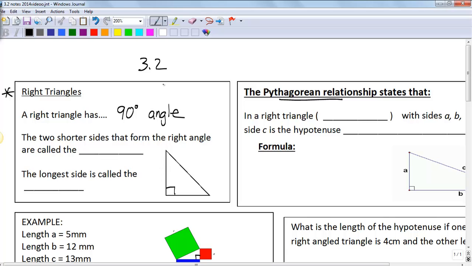Now those other two sides, we give a special word. This purple one and this purple one, we call them the legs, right? And they're the shorter of the three sides. The long side, we call this one right here the hypotenuse. Hypotenuse. Okay? So that's this side here.